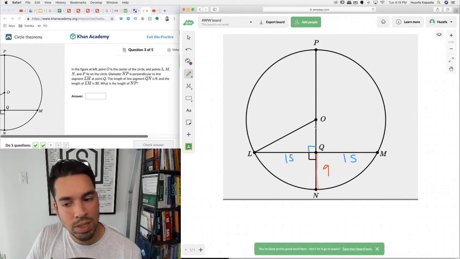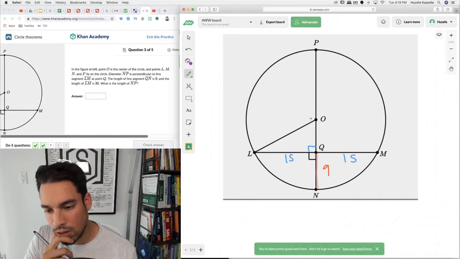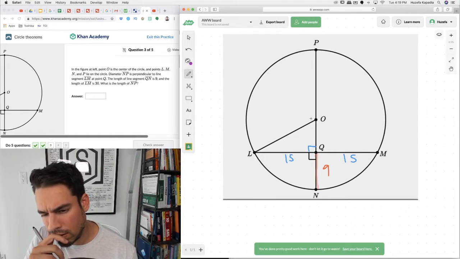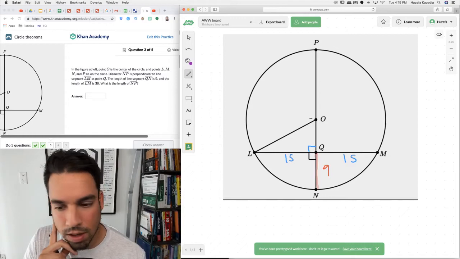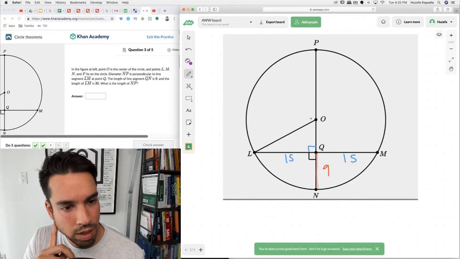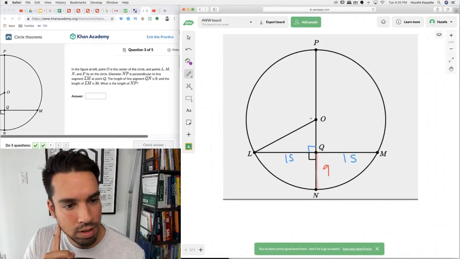If this were bisected, this would be a piece of cake. And then it would just literally be 9, 9, 9, 9 to be 36. No, there's something we're missing here. Hold on. 9. And if that's 15. Ooh, I'm kind of stumped. Did I get QN right? Yeah, QN. The length of segment QN is 9.